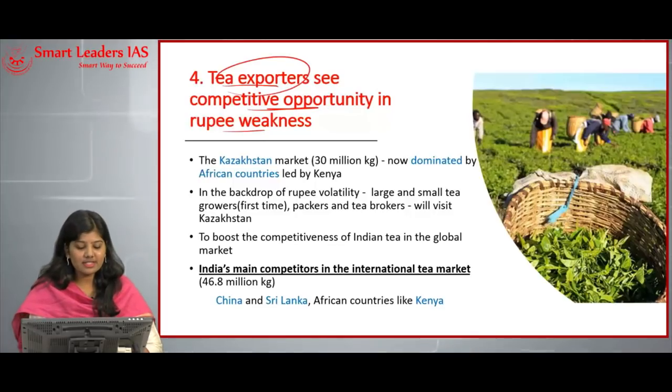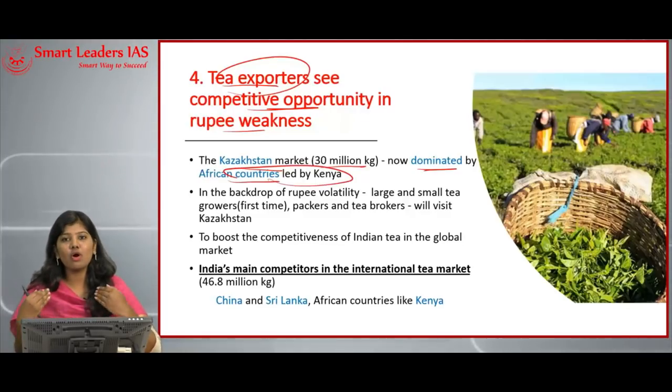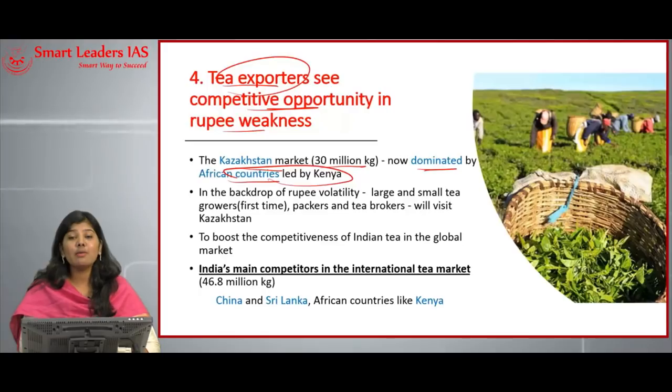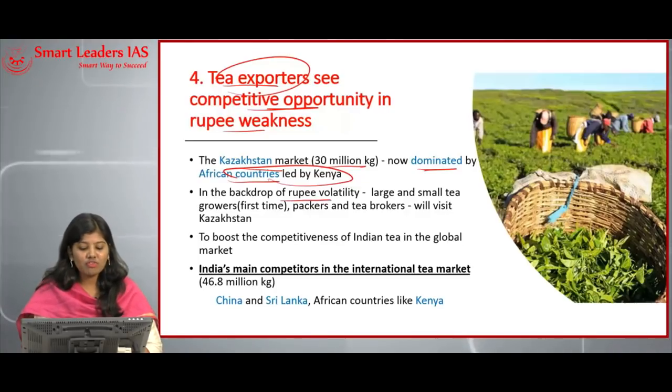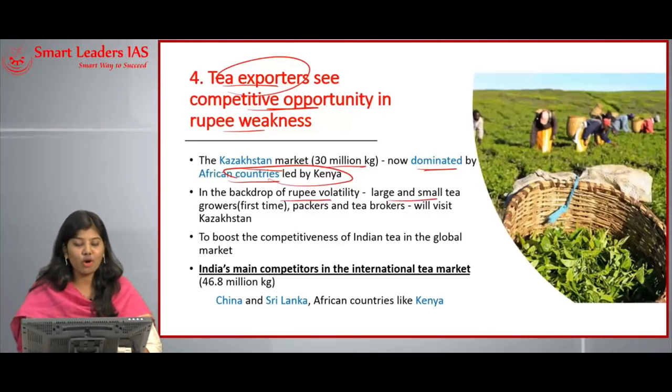So what the news here is, the Kazakhstan market, which needs nearly 30 million kg of tea leaves, is now dominated by African countries, which is led by Kenya. So now these African countries are exporting more tea leaves to the Kazakhstan market. But because of this rupee weakness, India is now trying to make use of this opportunity to export most of its tea leaves to Kazakhstan. For that, in the backdrop of the rupee volatility, the large and the small tea growers, packers and the tea brokers of India are planning to have a meeting in Kazakhstan. So why? Because to boost the competitiveness of Indian tea in the global market.